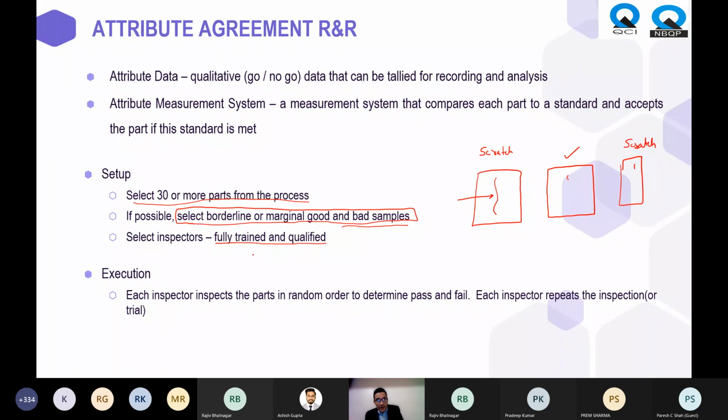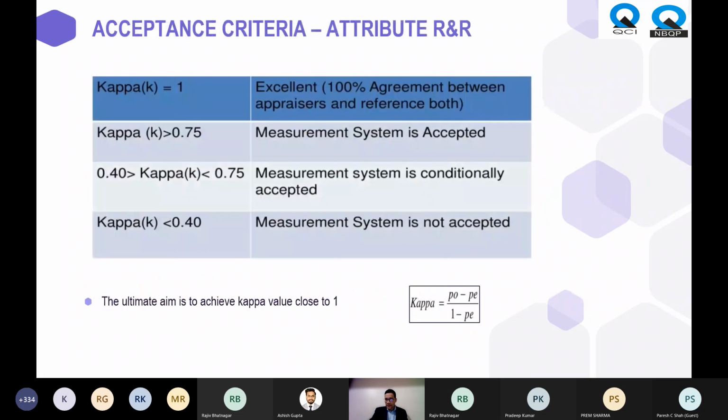If my people are not trained to do all those things, probably what will happen? I will end up wasting my 6-7 hours. So better we don't commit mistakes at our end knowingly. And the third is execution. Each inspector inspects the part in random order to determine pass or fail. Like here we did, it's pass or fail, okay, not okay. Each inspector repeats the inspection or trial. So this was the first trial, second trial, third trial. So these are the steps involved in my attribute agreement analysis.